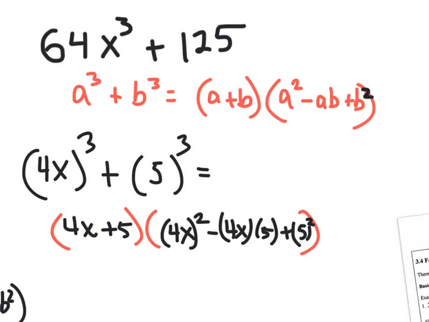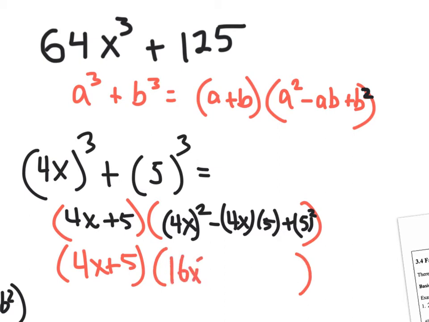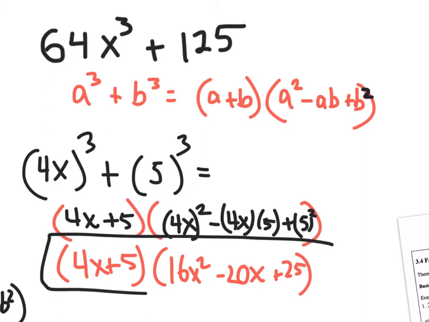So let me work through this. Let me work on the trinomial part. That's what I need to work on, because the binomial is already good. 4x plus 5, that's already nice and neat. The trinomial is what I need to work on. What is 4x times 4x? That's 16x squared. And what is a minus 4x times 5? It's going to be a minus 20x. And then last but not least, plus 25, because 5 squared is 25. So, ladies and gentlemen, we have factored using the sum of two cubes formula.